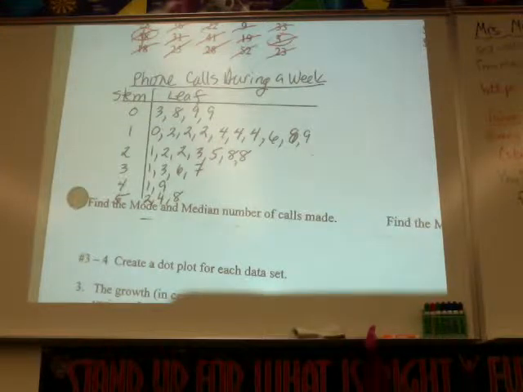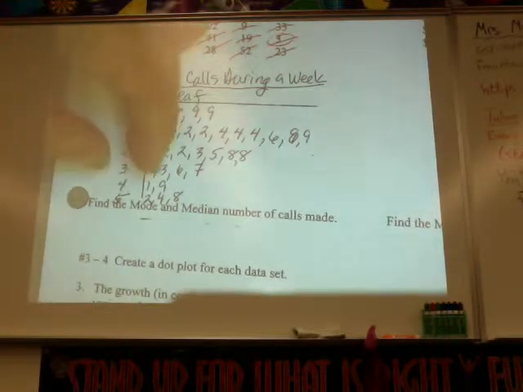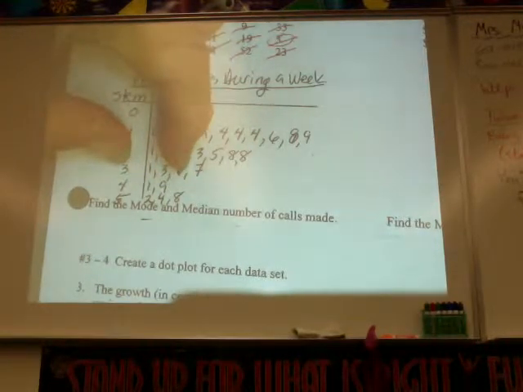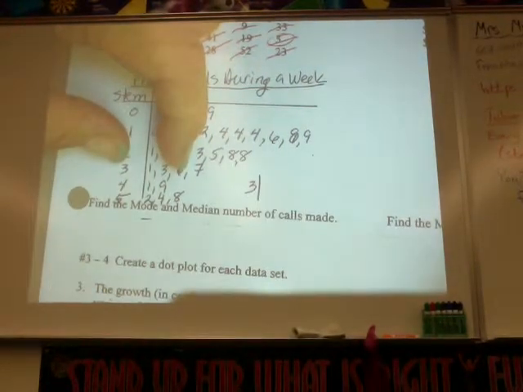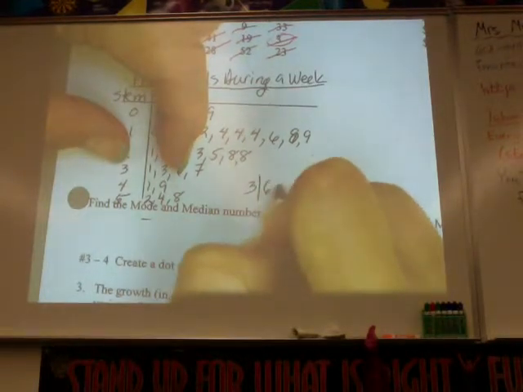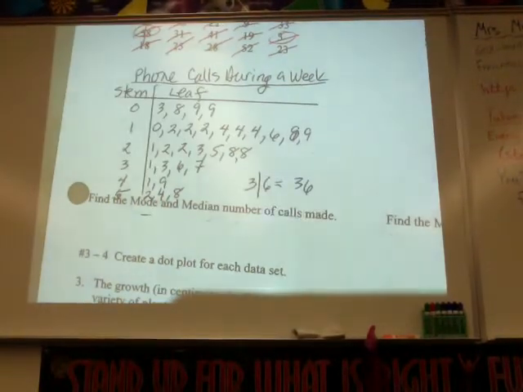Now, what else do we have to have? A key. You can choose anything that you want to. So let's say that I'm going to choose the 3 and the 6. I'm going to put a 3, make sure that looks like a slash and not a 1, so make it really long, and a 6, and that equals 36. That tells the reader how to read your graph.